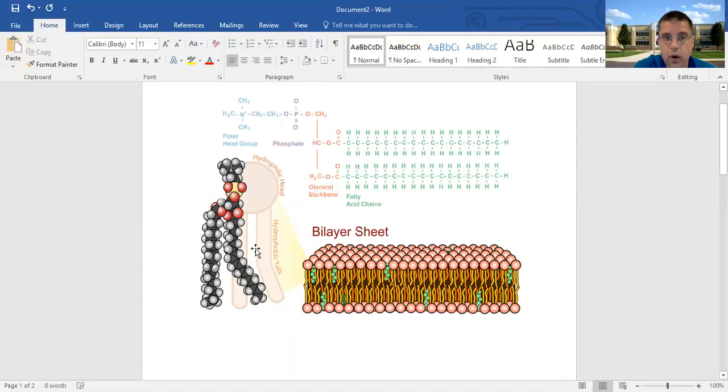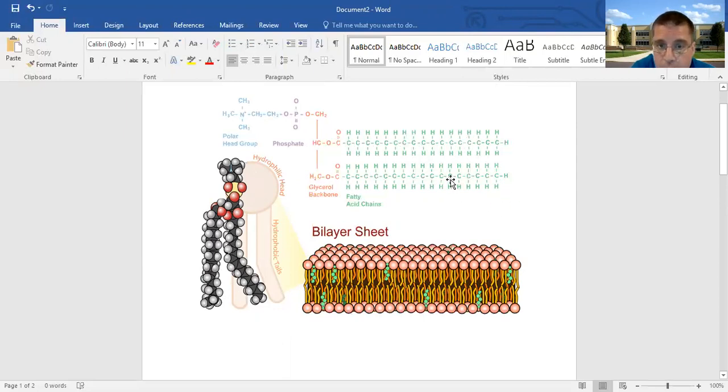Okay. So what connects the polar head to the tail? This backbone. It's called the glycerol backbone. And what do you notice about the fatty acid chains? They are all hydrocarbons that are nonpolar. So here's the tail and here's the tail.